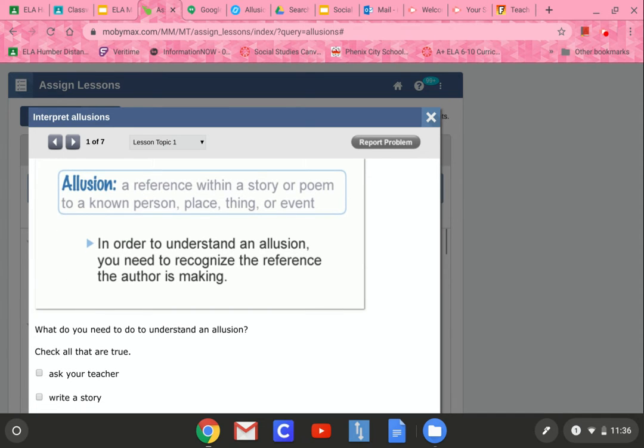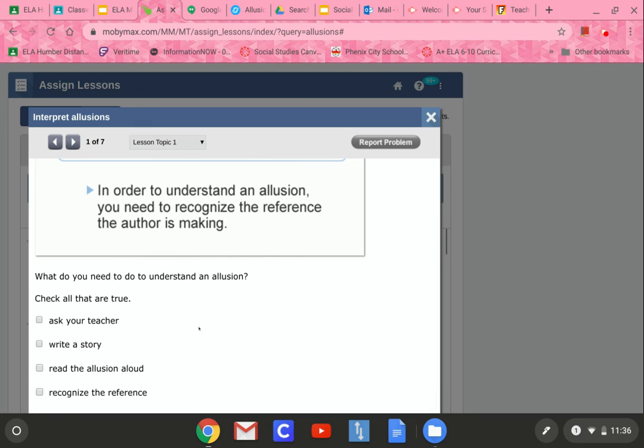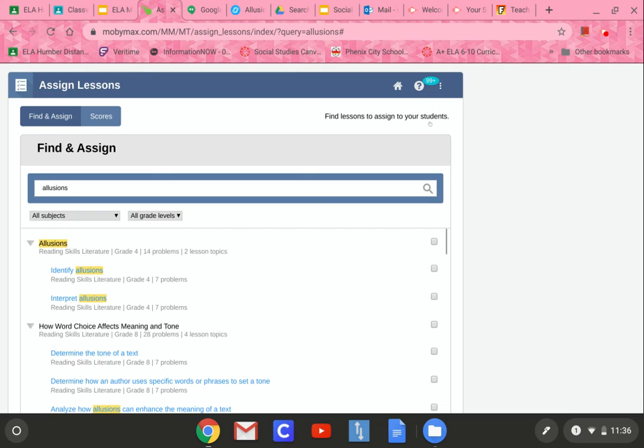What do you need to do to understand an illusion? Oh, I'm looking at the answer. Hope you are too. And again, you can refer back to the Nearpod, and that will help you answer that question. Okay. So that's that assignment.